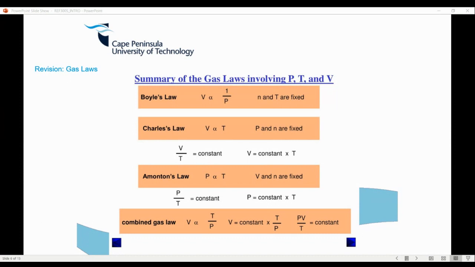Then Charles developed something similar, but in this case he kept the pressure and the mass constant. N normally represents the mass, or you could say the number of moles. When he did the experiments, he found that when you increase the volume, the temperature increases. They're directly proportional, and likewise when they decrease. So that's really interesting.